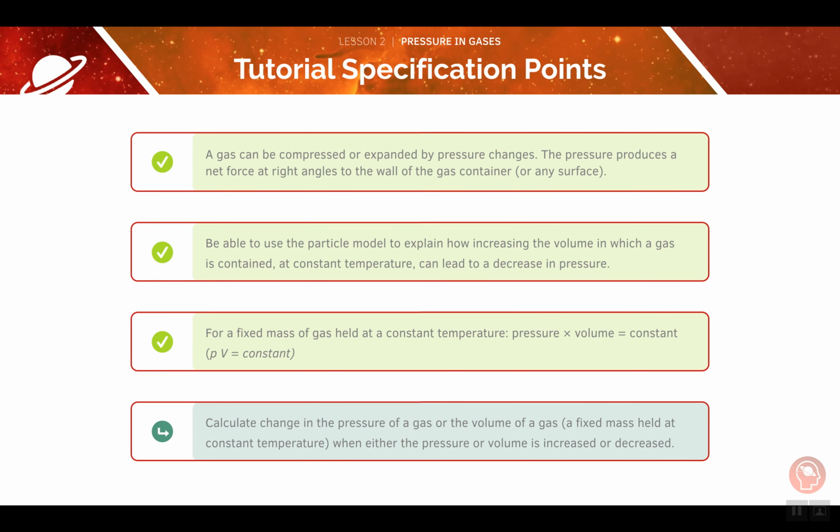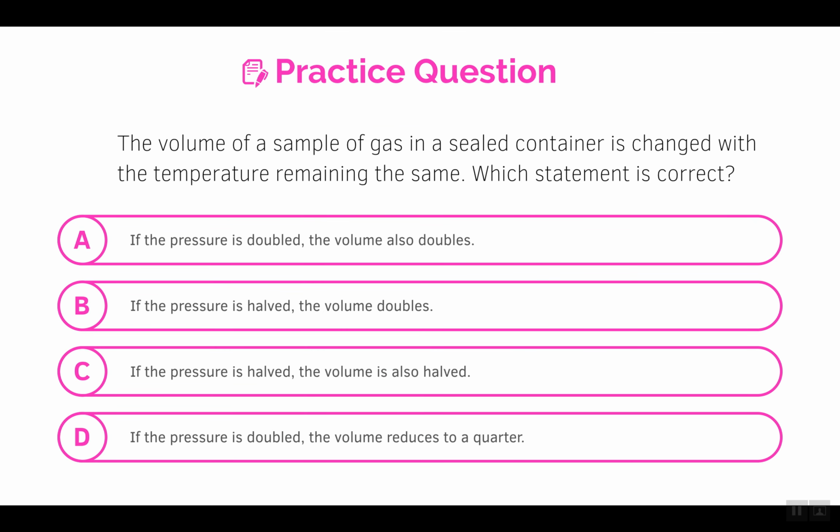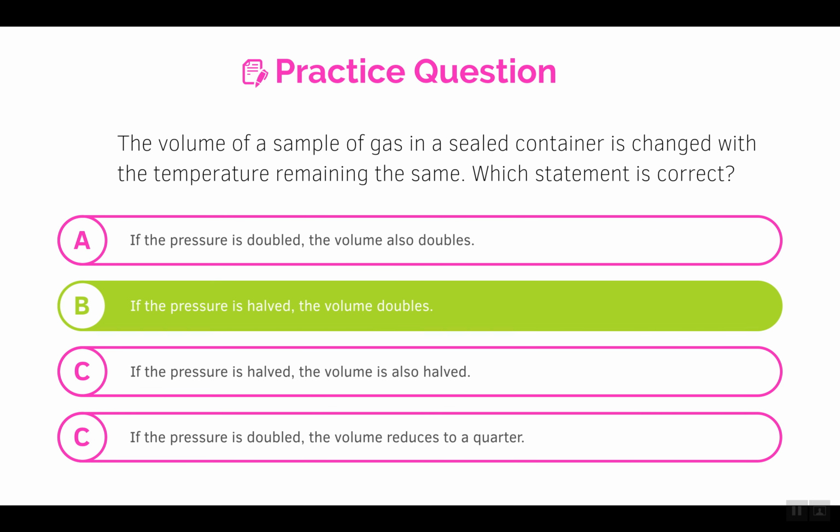Now let's look at our final specification point, covering calculating the pressure of a gas. Pause the video now to have a go at this question. Using our equation, pressure times volume is equal to a constant, we can work out that B must be the correct answer. If the pressure is halved, the volume must double.